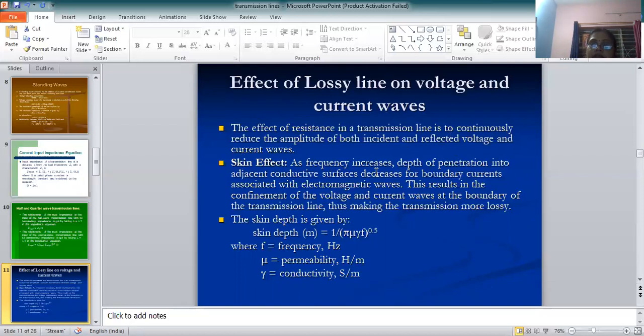As frequency increases, the depth of penetration into adjacent conductive surfaces decreases for boundary currents associated with electromagnetic waves. It results in the confinement of the voltage and current waves at the boundary of the transmission line, thus making the transmission more lossy. The skin depth is given by the given formula.